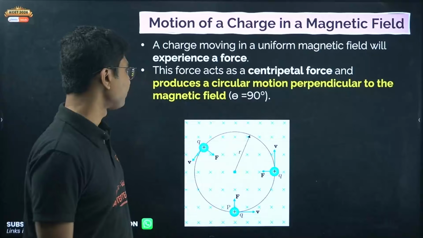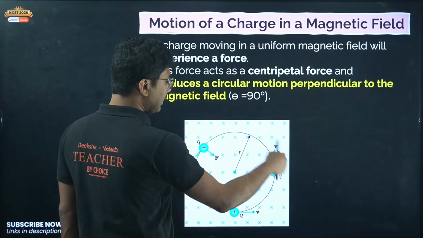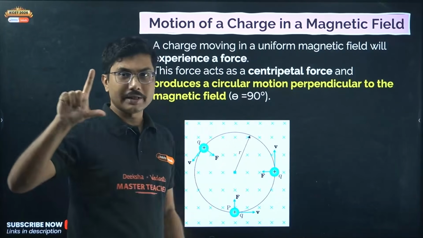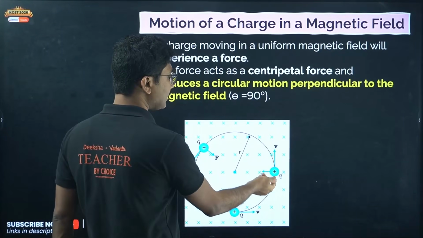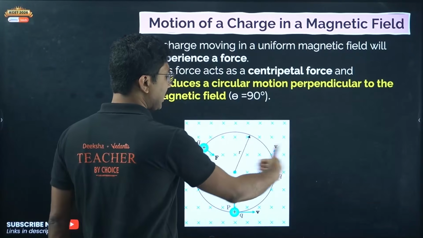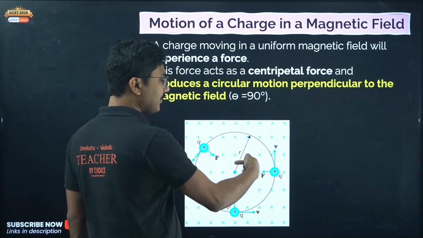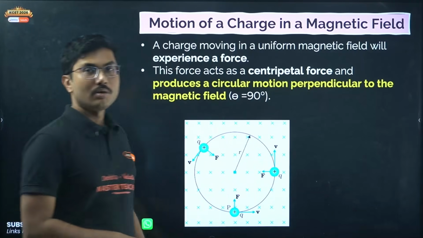So if you see over here, the velocity is in this direction, the magnetic field is into the page of the paper. So velocity and magnetic field are in perpendicular directions. Because they are perpendicular, the force that acts on this particle acts towards the center, and because of that centripetal force, the particle starts rotating in a circular motion.